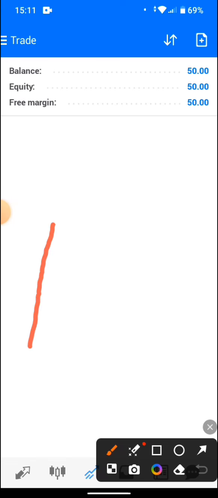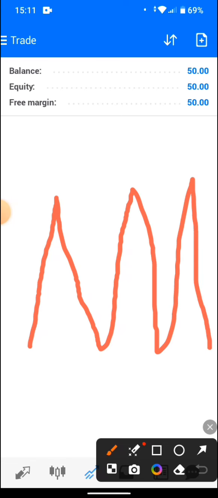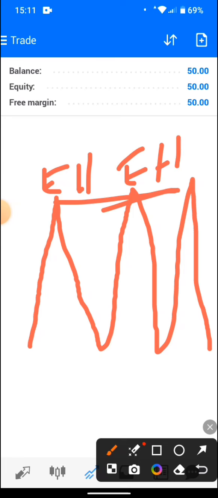So the buyers came in, pushed the price up. The sellers came in, pushed the price back down. Buyers came in, pushed the price up. Sellers push the price down, buyers push the price up, sellers push the price down. So you are seeing a horizontal movement of price. This is basically when the market forms equal high. At this top here, this is equal high. So this high here, all are just the same.